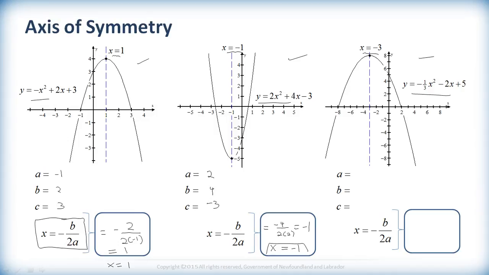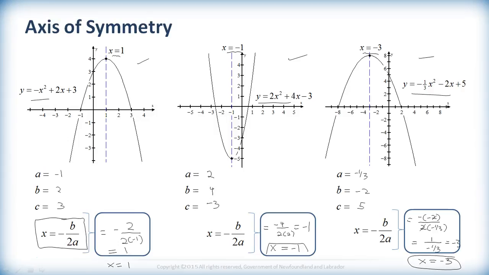For the last one, my values of a, b, and c are -1/3, -2, and +5. If I take x equals -b over 2a, that's the negative of -2 over 2 times -1/3. The negative of -2 is +2, and those 2's can cancel. So I have +1 divided by -1/3, multiply by the reciprocal. 1 times 3 is 3, but it's negative. So here I get x equals -3.